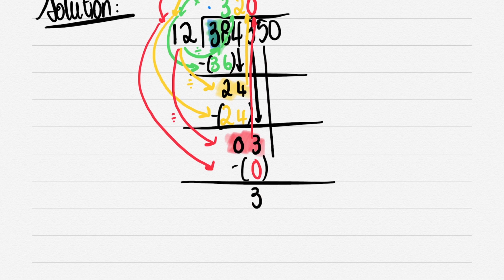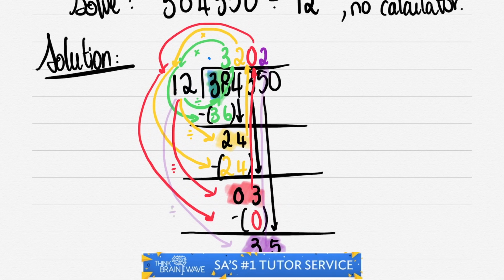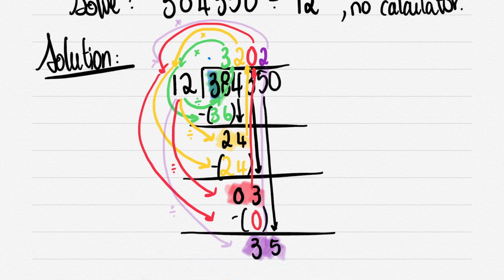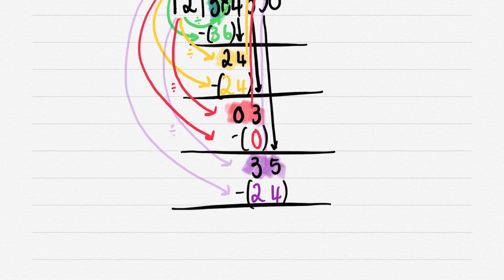We then say 3 minus 0 gives you 3, and we bring the 5 down. Now, let's use a different color for this particular one. We've got 35, and we say 35 divided by 12 gives us what answer? Well, 3 times 12 gives 36, so it must be 2. So let's put 2 down. We then say 2 times 12 gives you 36. Nope, it gives you 24. So you put 24 down there. You then put your brackets, put your negative sign, and then you put your line.